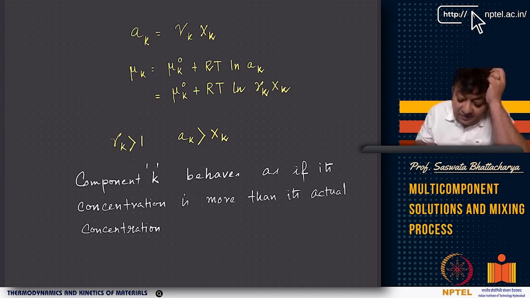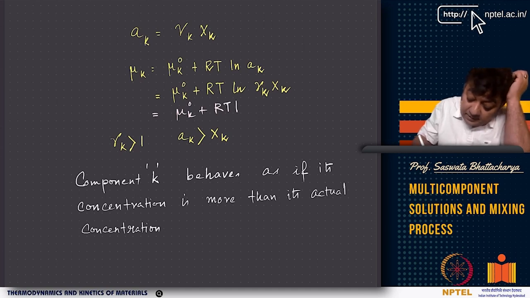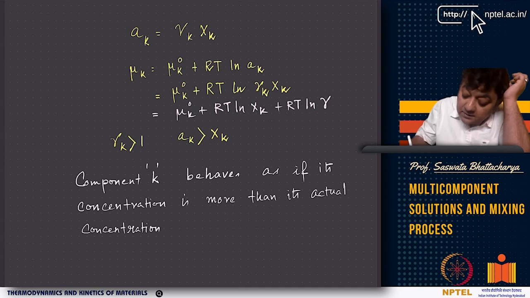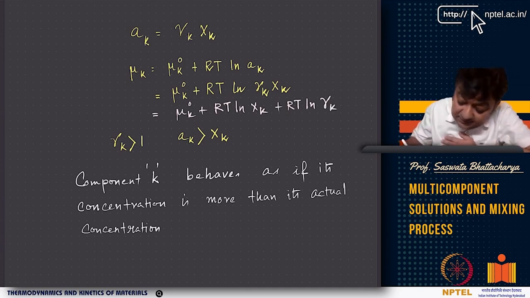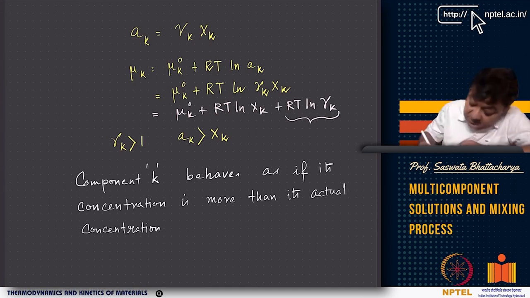Now, if gamma k is greater than 1, this can be written as mu k 0 plus RT ln xk plus RT ln gamma k. This is the part that comes as excess. If gamma k is greater than 1, this part will be positive. So activity, which is xk times gamma k, becomes greater than the mole fraction of component k, and component k behaves as if its concentration is more than its actual concentration, which is nothing but xk.